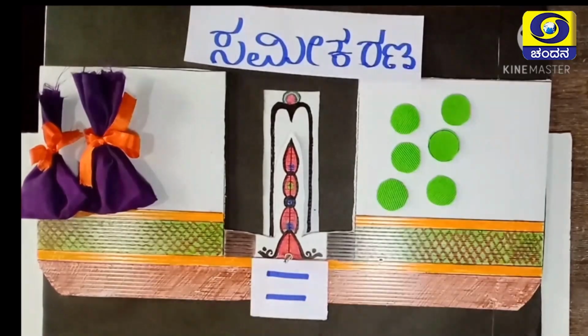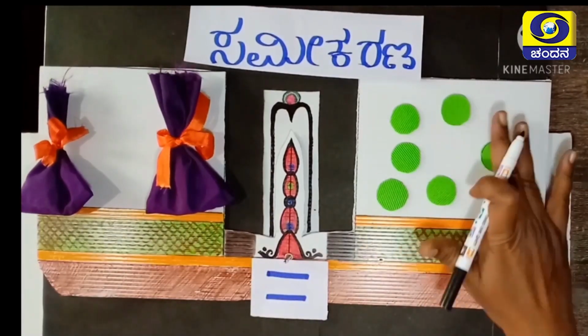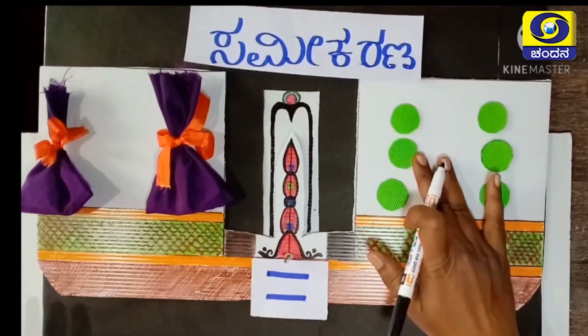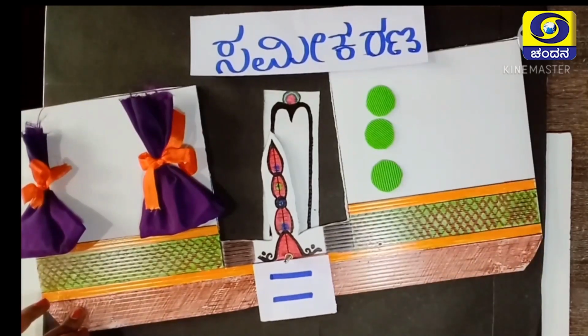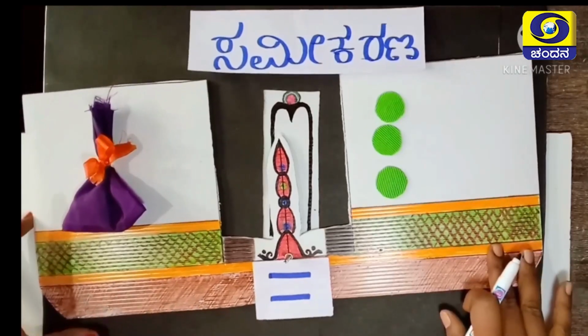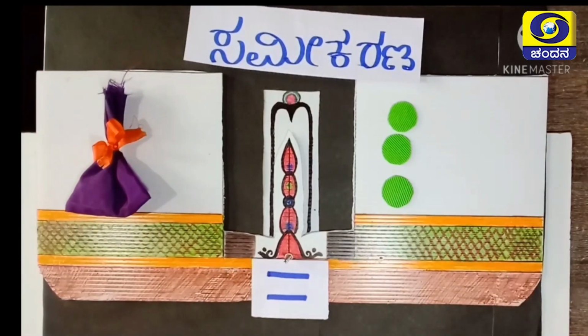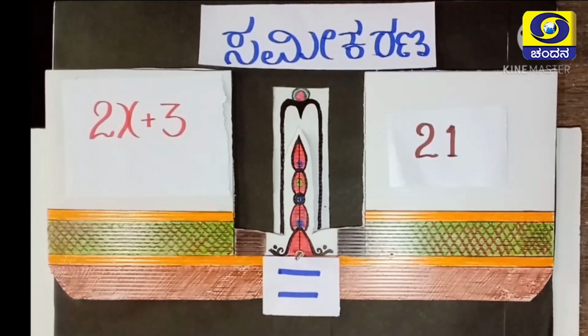But my intention is to find out the value of x. There are 2 x's on the left hand side. So, I will make a 2 group here, that is 3 plus 3, 2 groups. If I remove one group from one side, it loses its balance, and hence I have to remove one group from the left hand side also. Now, it got the balance and we have found out the value of x, which is x is equal to 3, right.